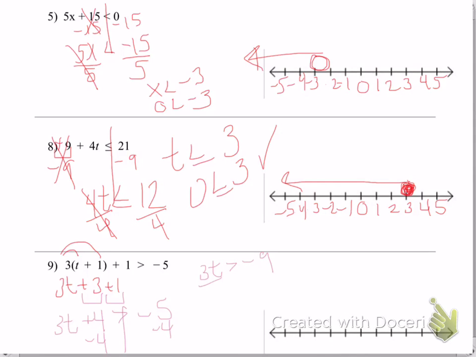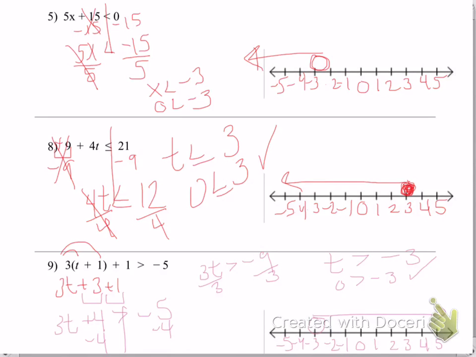And then to get rid of your 3, you have to divide by 3 on both sides. So t is greater than -3. So let's go ahead and put it on our number line. 0, 1, 2, 3, 4, 5, -1, -2, -3, -4, -5. All right, so we've got our open circle at -3. And then you've got 0 is greater than -3. That is true. So you're going to draw your arrow towards and over 0.